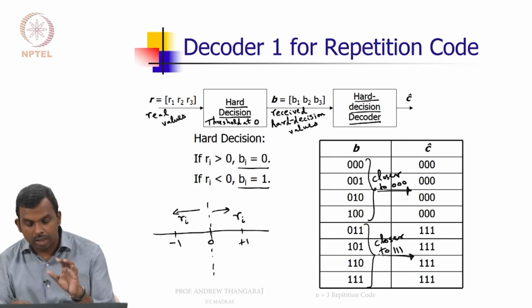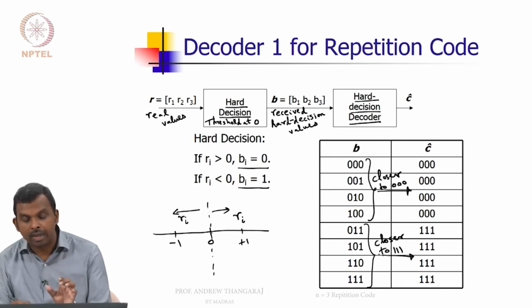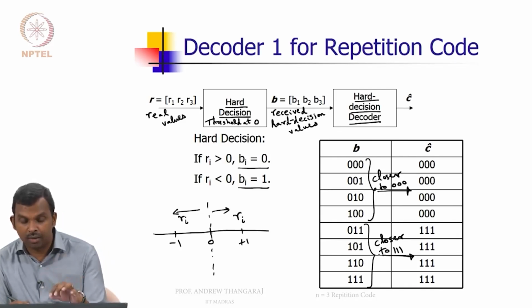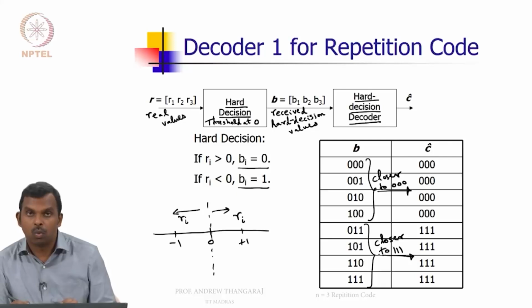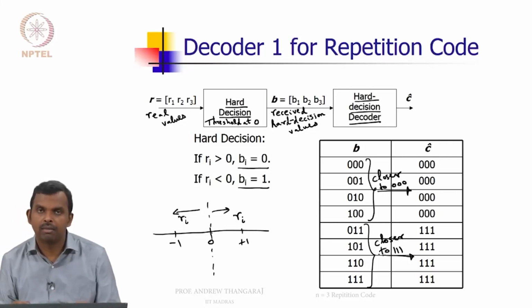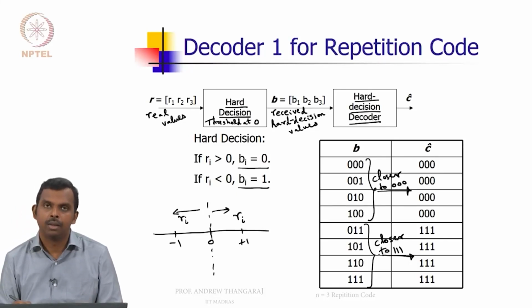It is very simple. You look at the received hard decision value, and if it is closer to 0, 0, 0, as in if it is 0, 0, 0, 0, 0, 1, 0, 1, 0 or 1, 0, 0, you decide 0, 0, 0, otherwise you decide 1, 1, 1. Okay. So, one can implement this if needed in MATLAB.